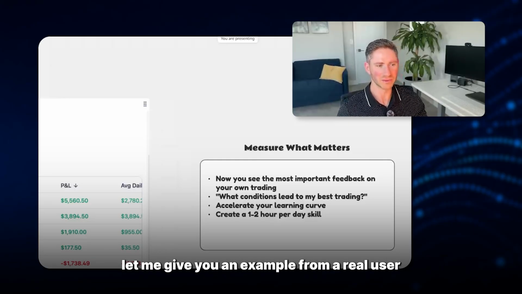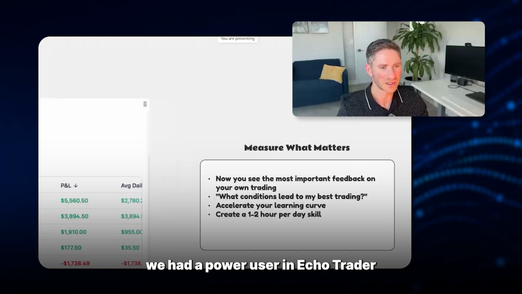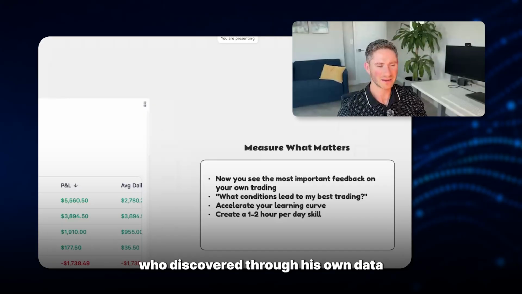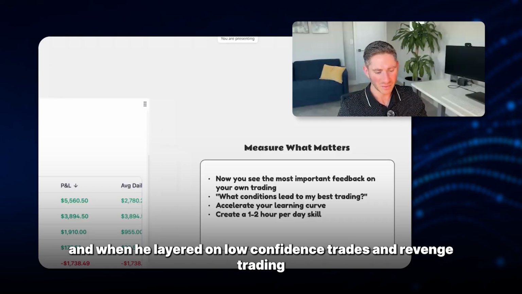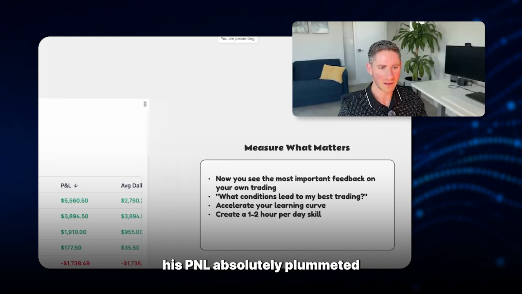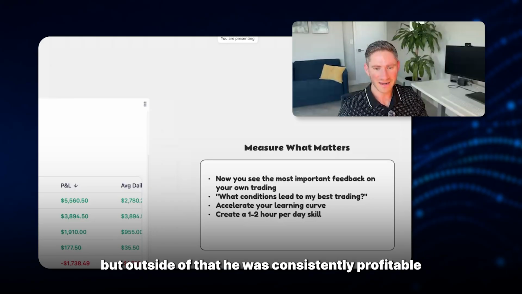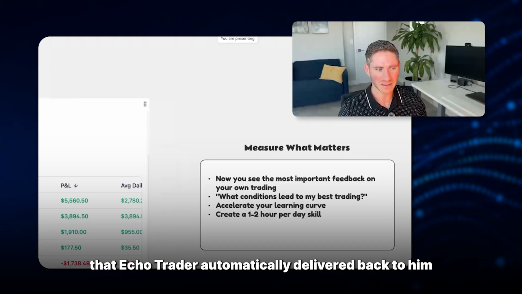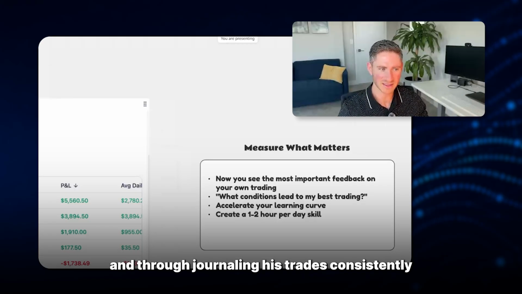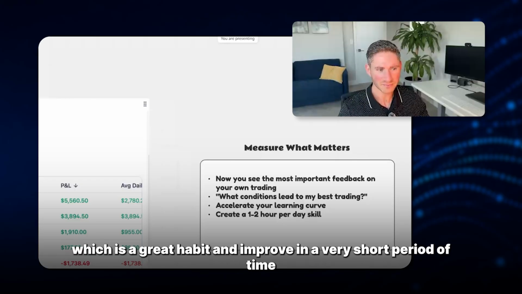And let me give you an example from a real user. We had a power user in Echo Trader who discovered through his own data that certain times a day were consistently costing him money. And when he layered on low confidence trades and revenge trading, his P&L absolutely plummeted. But outside of that, he was consistently profitable. So he could recognize from those patterns that Echo Trader automatically delivered back to him, and through journaling his trades consistently, which is a great habit, improve in a very short period of time.